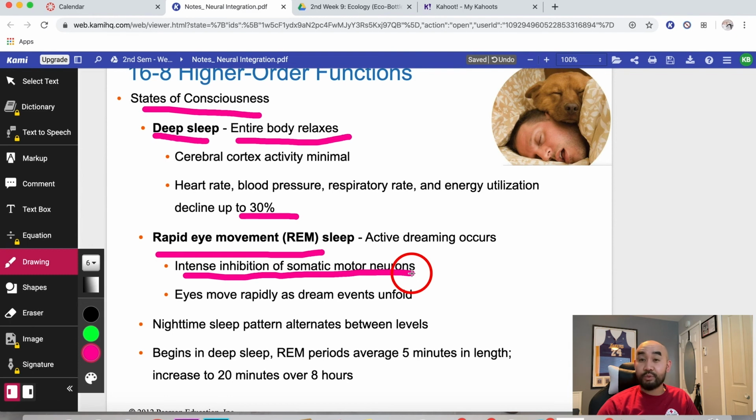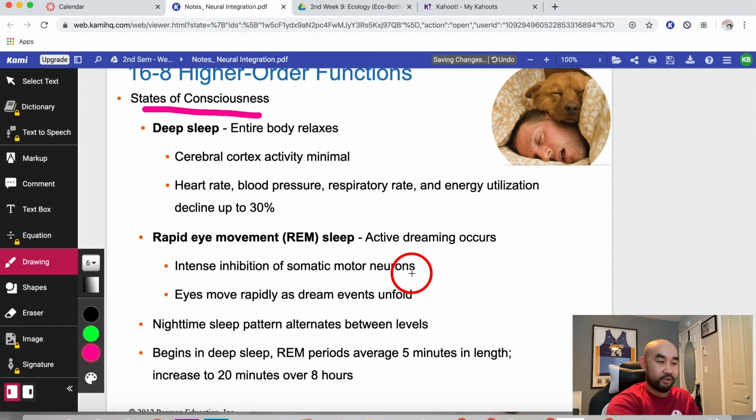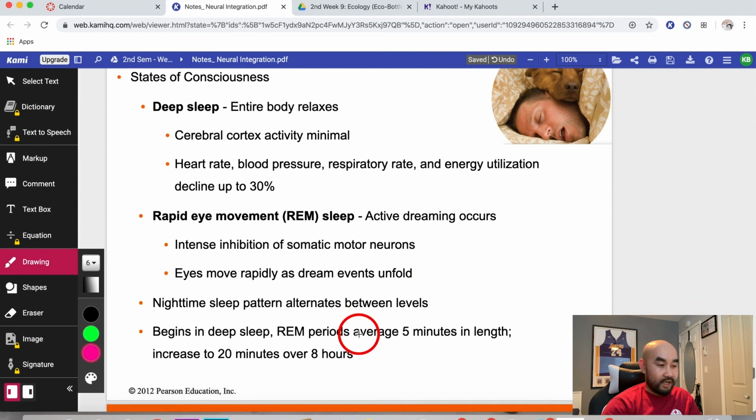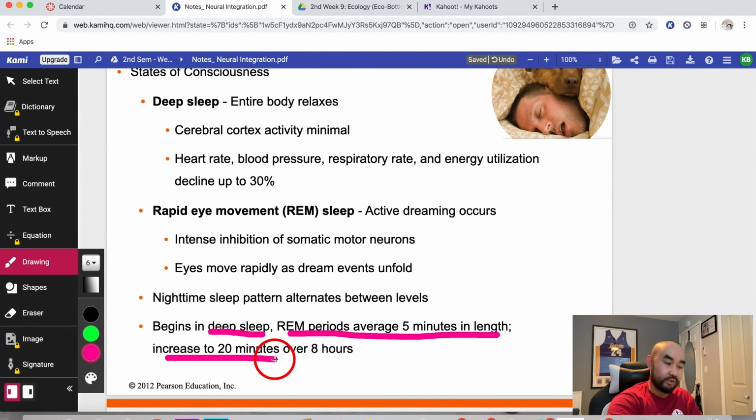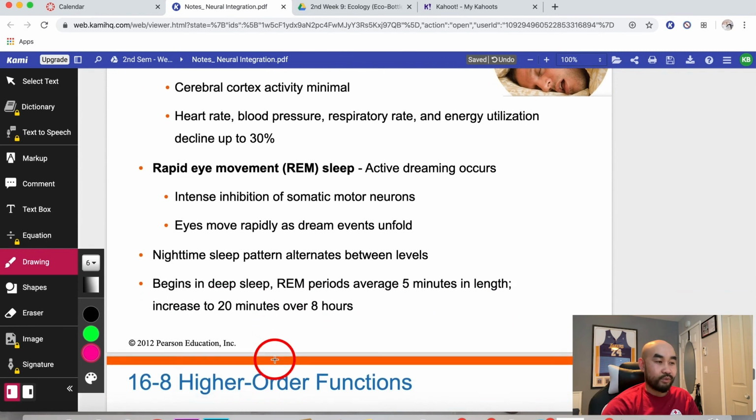Some people have what we call sleepwalking, where they are going through REM sleep, but their body cannot inhibit their somatic control, your muscle control. So then they act on what they're dreaming. But most of us are able to inhibit that. Every night, we start out with deep sleep, and then our REM sleep will hit around 5 minutes and go back to deep sleep, and then increase to 10 minutes and go back to deep sleep. So it's a cycle, and that's how we get sleep.